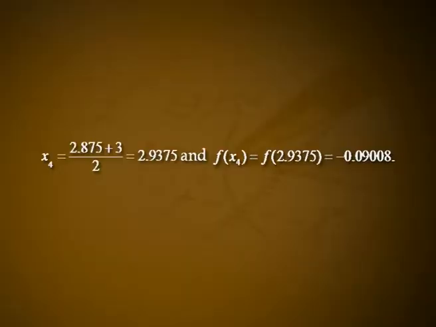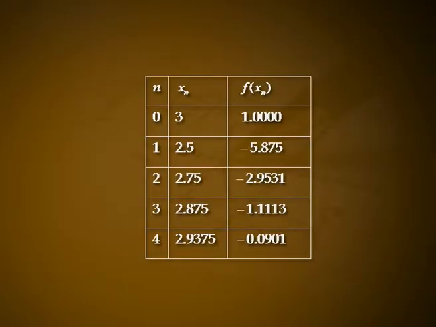3, then x4 equals (2.875 plus 3) by 2, that is 2.9375, and f of x4 equals f of 2.9375, that is minus 0.09008. The steps are illustrated in the following table. We accept 2.9375 as an approximate solution of f of x, since f of 2.9375 equals minus 0.0901, approximately 0.